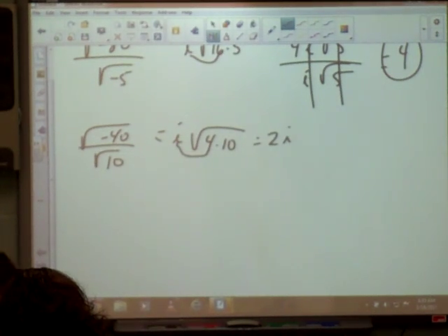So I got 2i square root of 10 over square root of 10. Now Angie had some common sense on that last problem. Since the last problem had a 5 on the radical on the bottom, she knew she was looking for that. So here, since this one had a 10 on the radical on the bottom, look for that. It doesn't always let you cancel out, but sometimes it will. So we got square roots of 10 again that are going to cancel out. So you just have 2i.